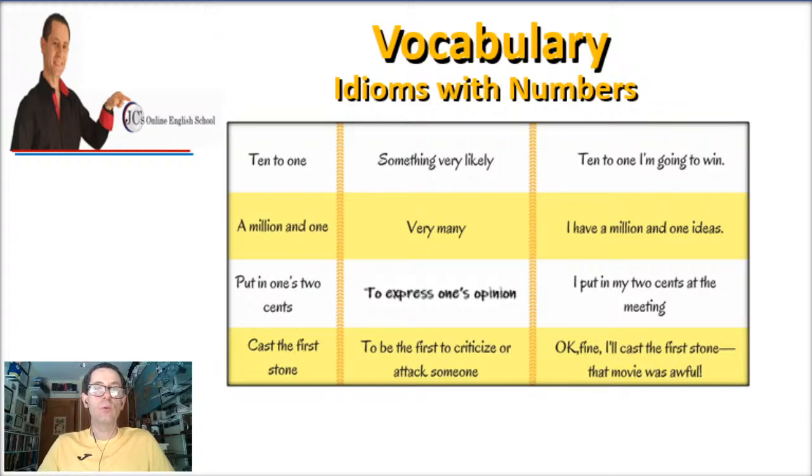All right, so once again, "10 to 1," something very likely. "A million and one," very many. "Putting in one's 2 cents," to express one's opinion. And the last one, "cast the first stone," which means to be the first to criticize or attack someone.